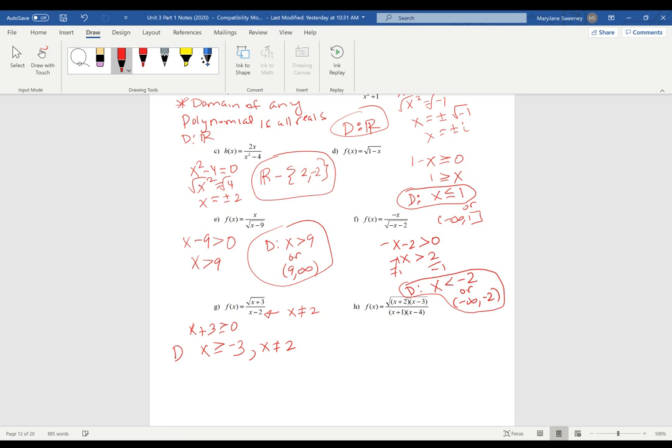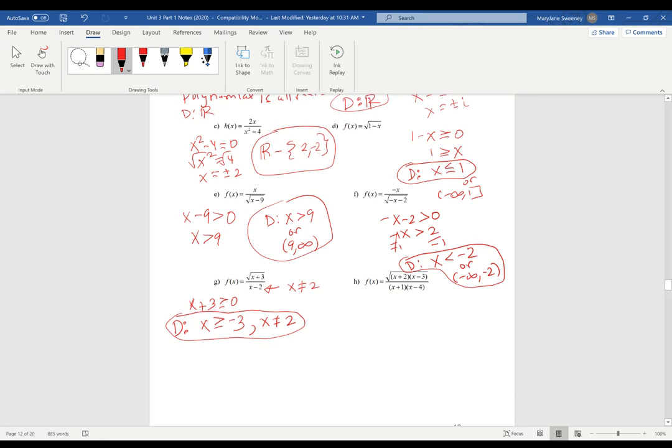One way we can say this is we can just say x is greater than or equal to -3, but then comma x cannot be 2. The other way we can do it is, we're saying x is anything greater than or equal to -3, but we don't want 2 in there. So then in interval notation, I could say -3 to 2, soft bracket, and then 2 to infinity. I don't want the 2 counted in there.